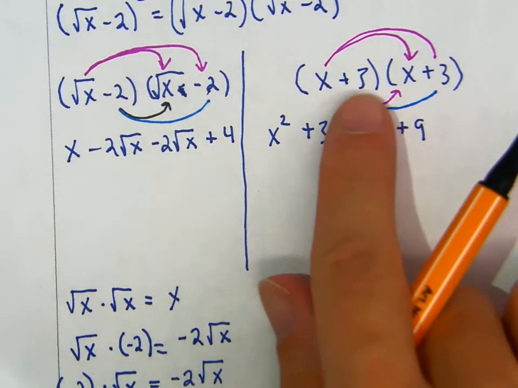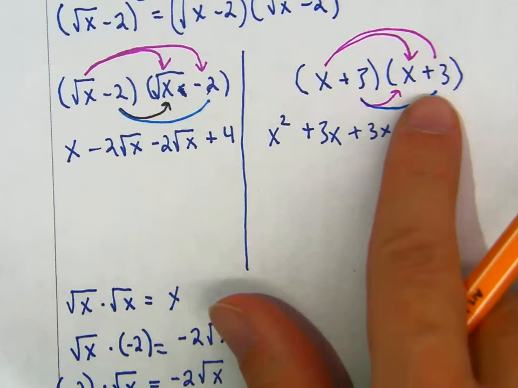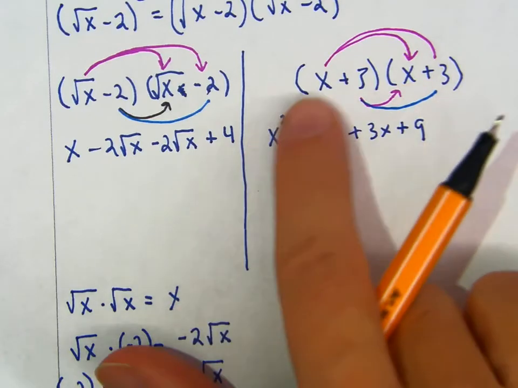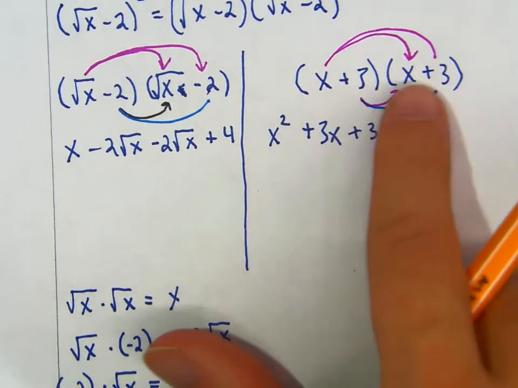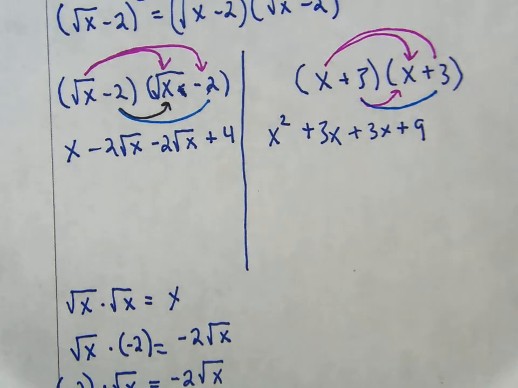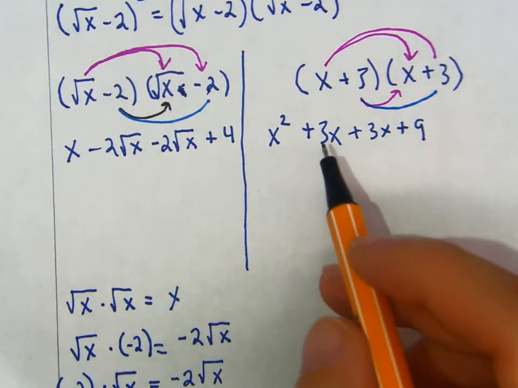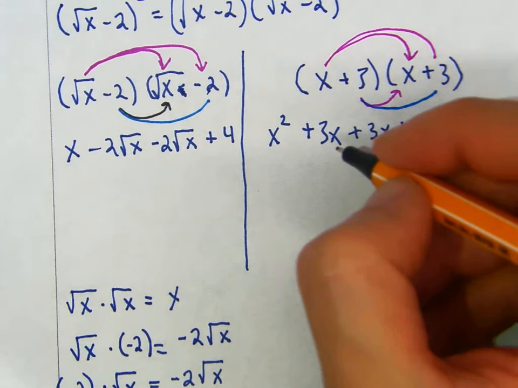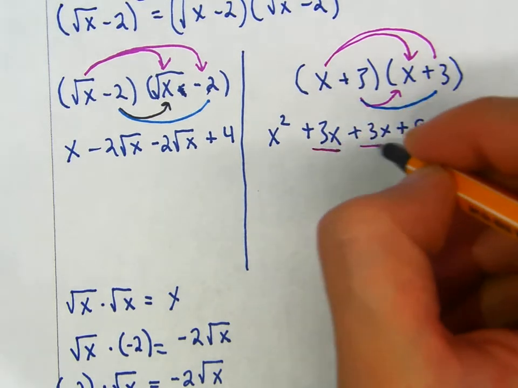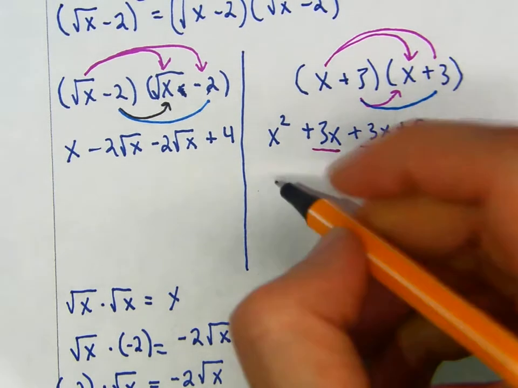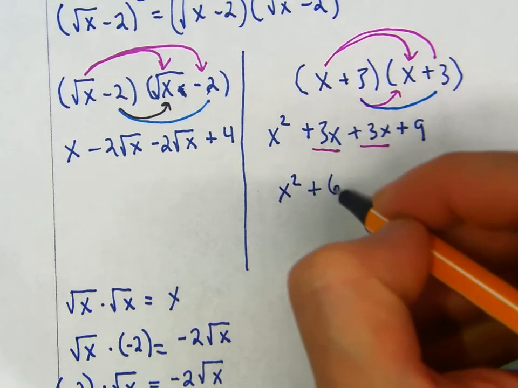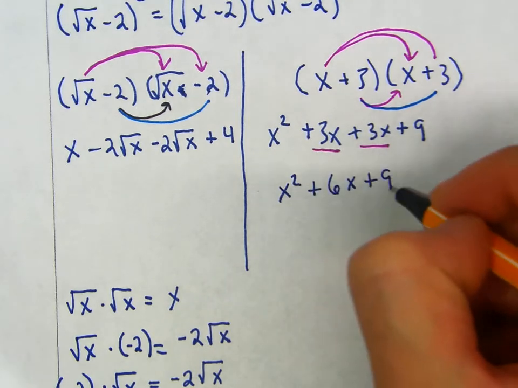Now, let's go back to what we're comfortable with, right? Like we're comfortable with this. x times x, x squared. x times 3, 3x. 3 times x, 3x. 3 times 3, 9. What would be the next thing you do once you get to this position? You can combine these terms, right? So you get x squared plus 6x plus 9.